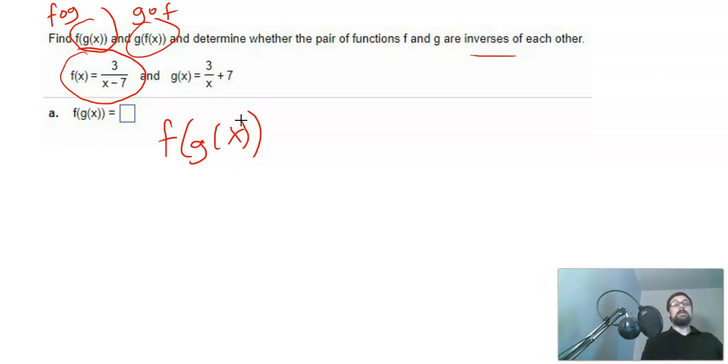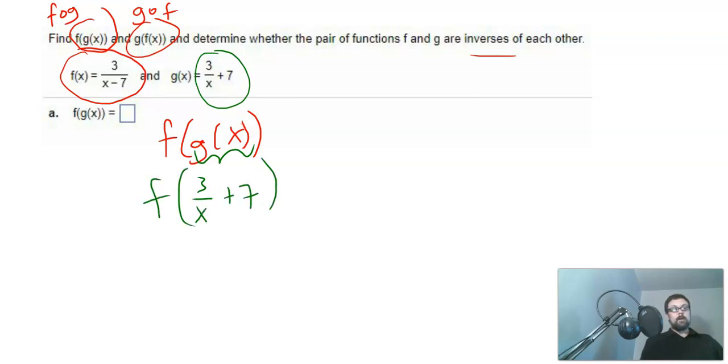So what we need to do is substitute. Replace G of X with what it's equal to. It's equal to 3 over X plus 7. So I'm going to replace G of X with 3 over X plus 7. That is what I want to plug into F of X. So essentially what's happening here is we're taking G and we're plugging it into F. This is what G is equal to. That's what has to get plugged into F for X, right? So in place of X, we're plugging this in.